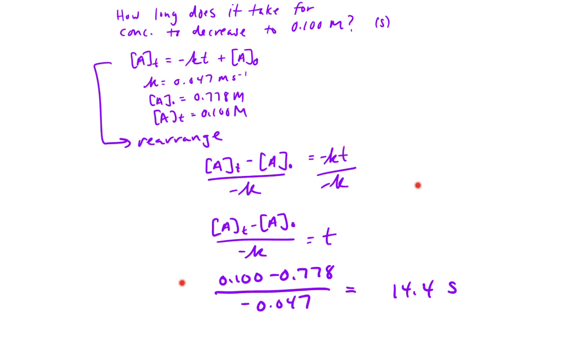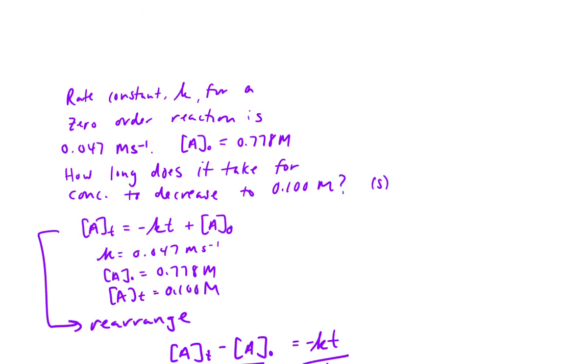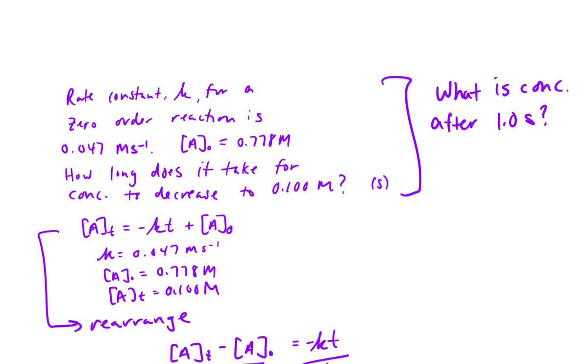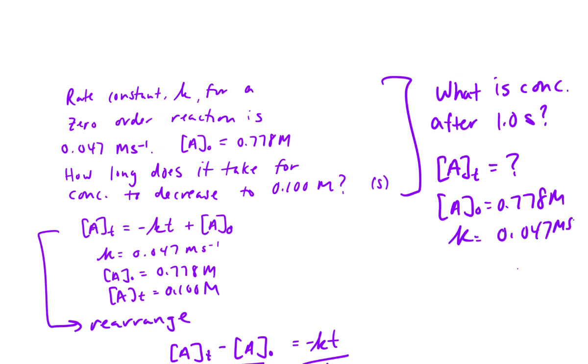We could take this one more step, or kind of even back it up a little bit. Using the same zero order reaction, 0.047 rate constant, instead of asking how long does it take to get to a certain concentration, we could ask, what is the concentration after a certain amount of time? So let's say, what is the concentration after 1 second? You can use the integrated rate law again. Now we're going to solve for A at time t. We use our same initial concentration, 0.778 molar. K is the same. And time is going to be 1 second.